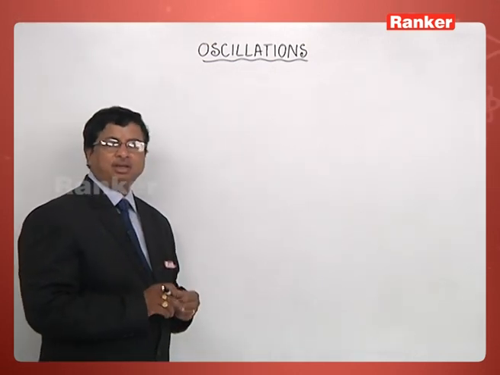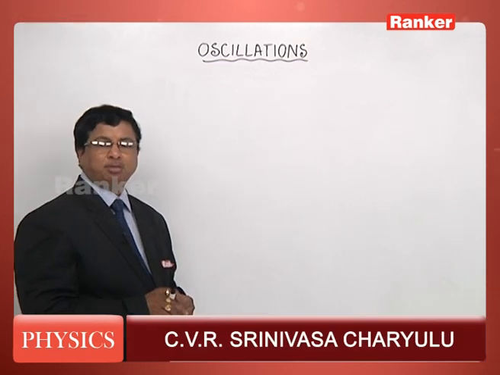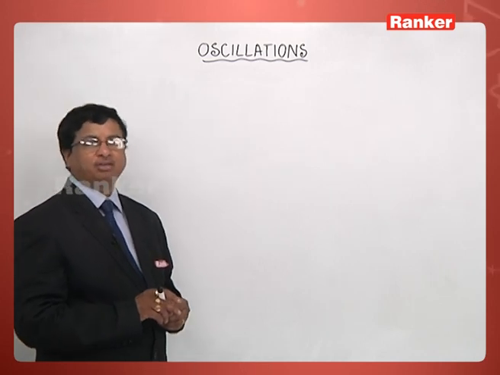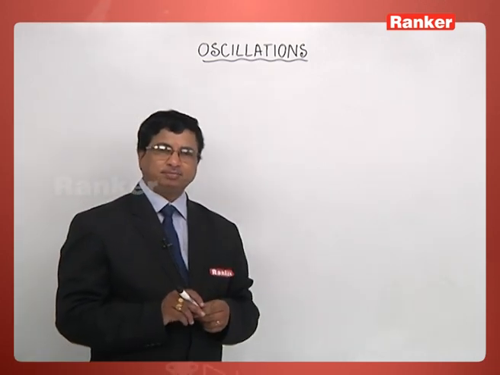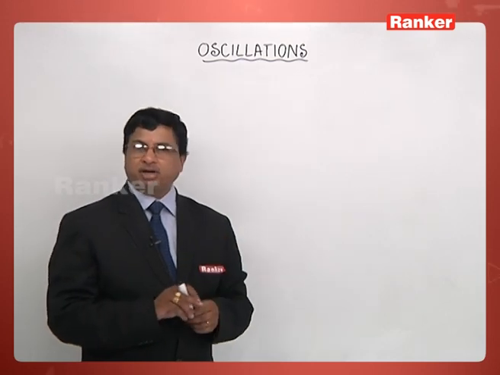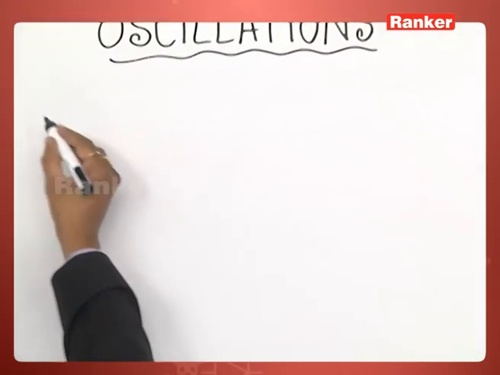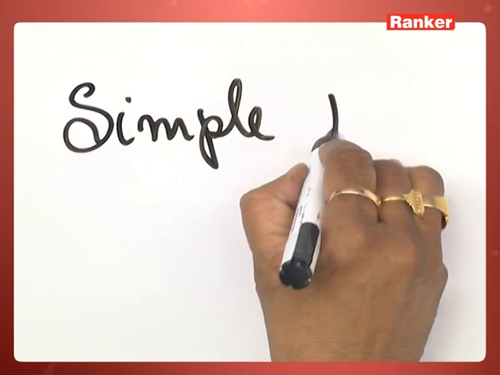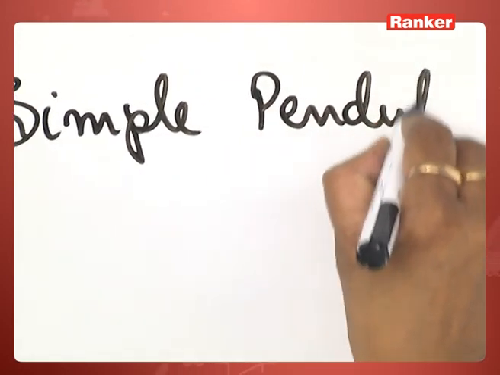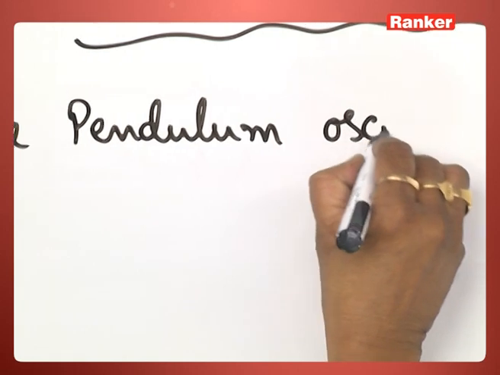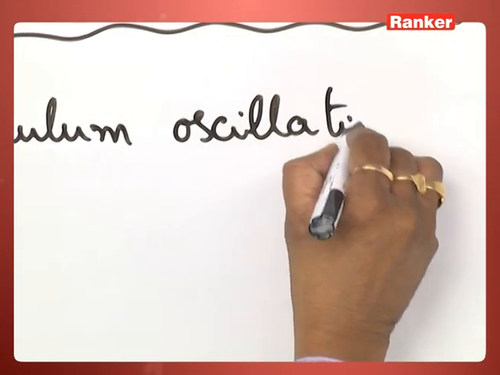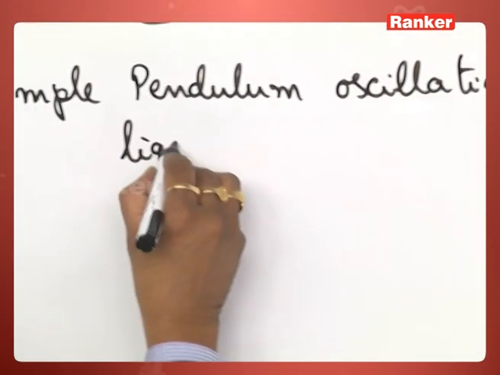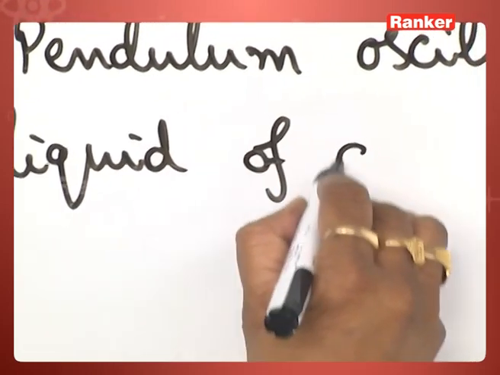Let us consider another example for simple harmonic motion, where a simple pendulum is made to oscillate inside a liquid. The density of the liquid will be provided to us. For example, this is a simple pendulum oscillating in a liquid of density rho.